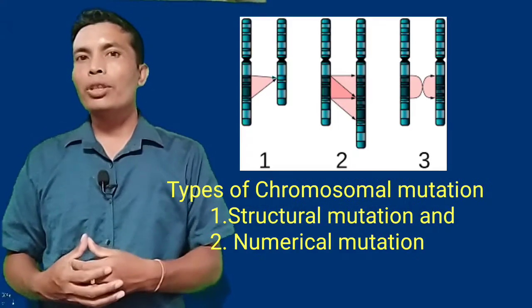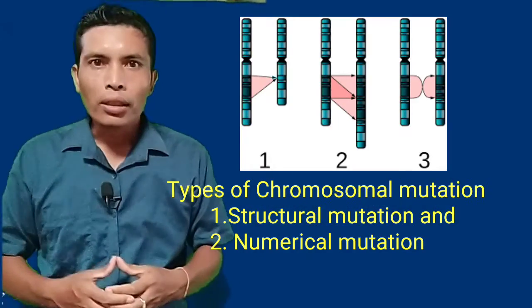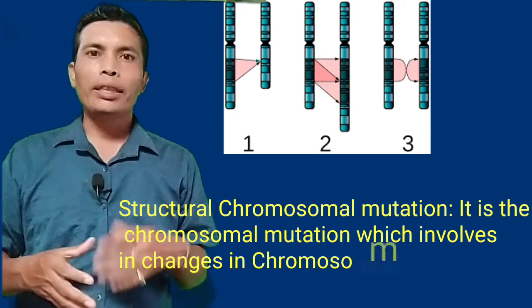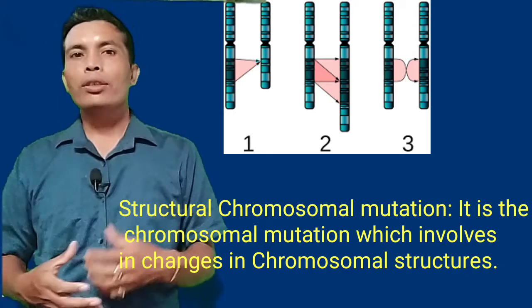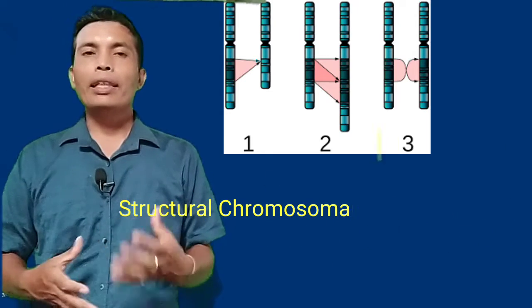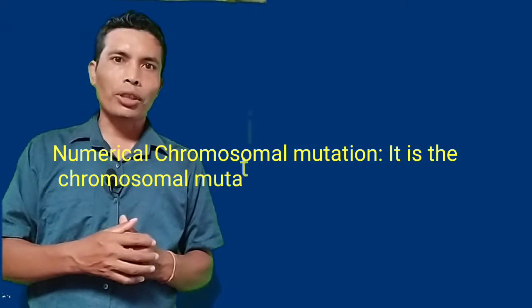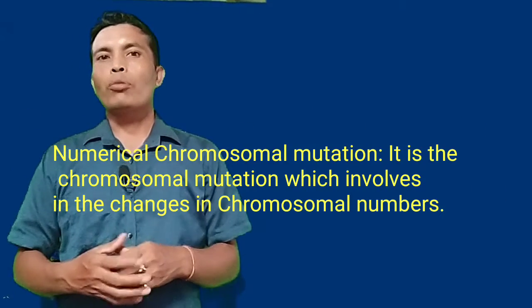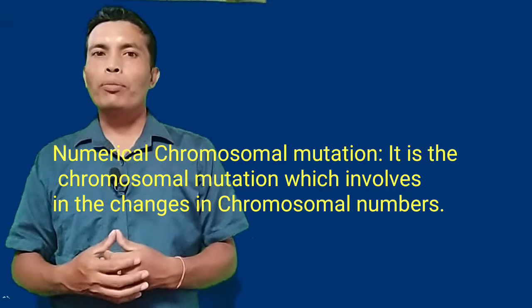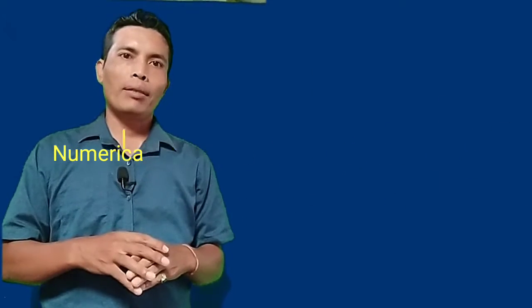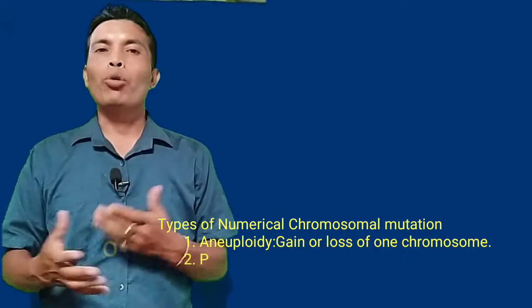Chromosomal mutation is of two types: structural mutation and numerical mutation. If the chromosomal mutation is due to change in the structure, it is called structural chromosomal mutation. Structural chromosomal mutation is caused by deletion, insertion and duplication of some parts of the chromosomes. Next type of chromosomal mutation is numerical chromosomal mutation. Numerical chromosomal mutation is of two types, aneuploidy and polyploidy.